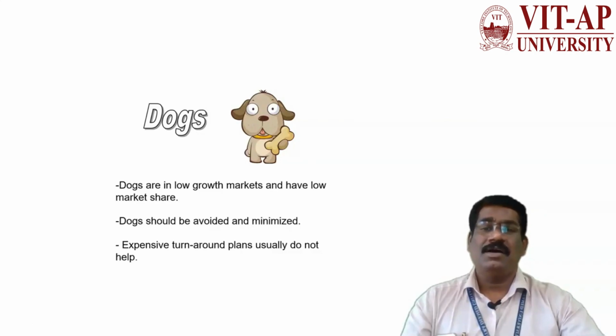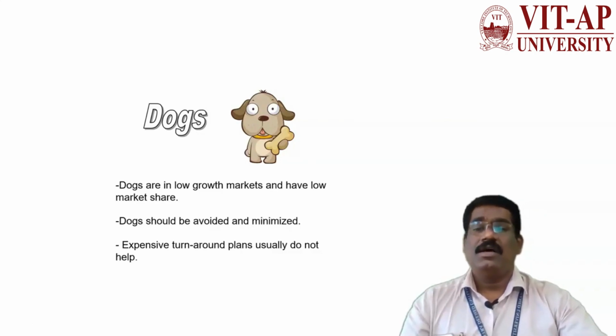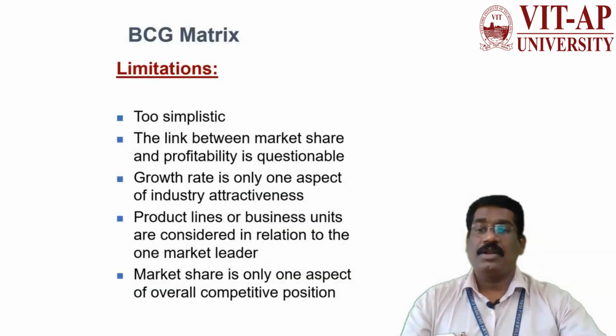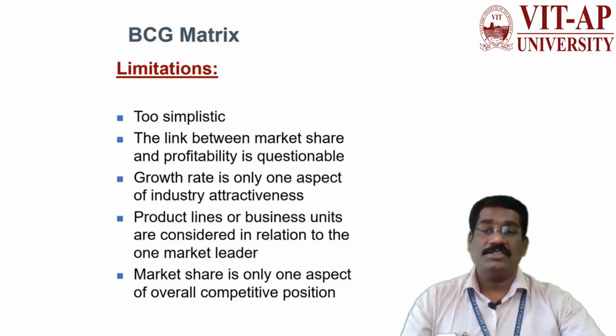So this is not a conducive condition for any product or any organization. So what happened? Dogs should be avoided and minimized to the possible extent. And if you look at it, expensive turnaround plans usually do not help, so we have to liquidate that particular product. With that, I have explained the conditions pertaining to the four quadrants.